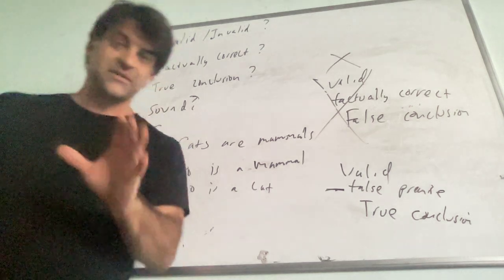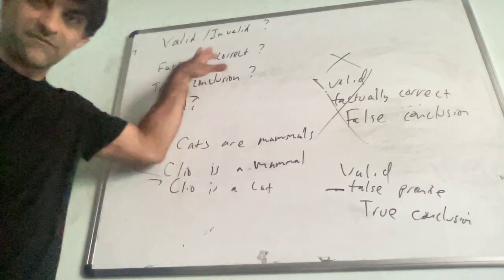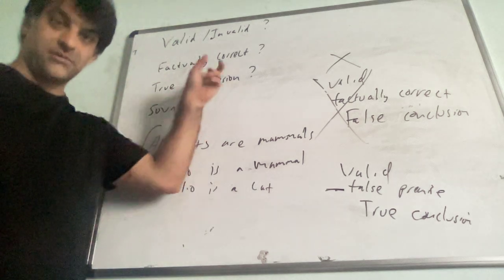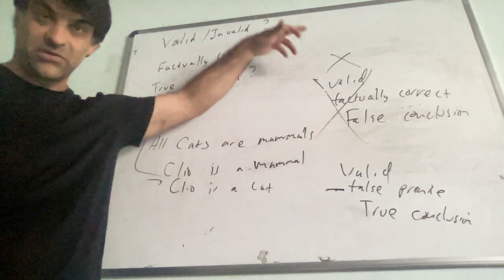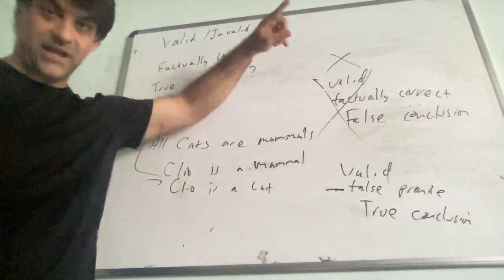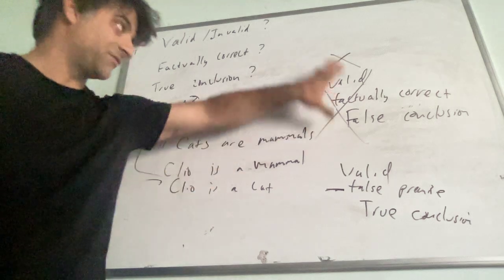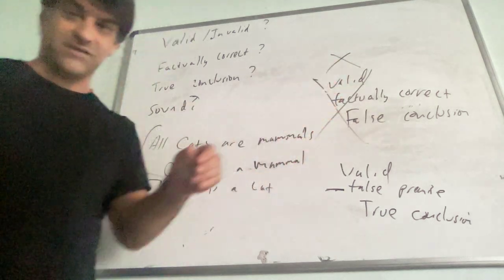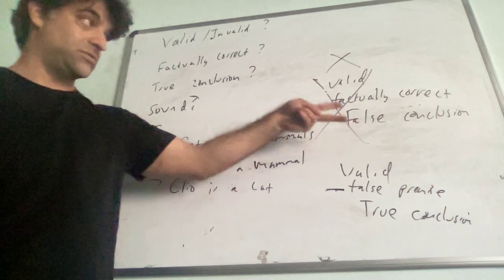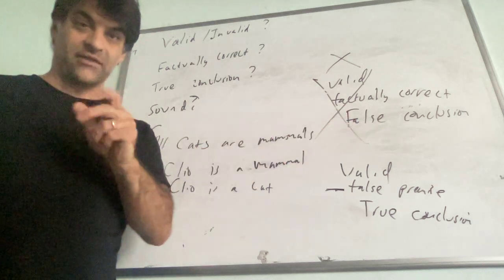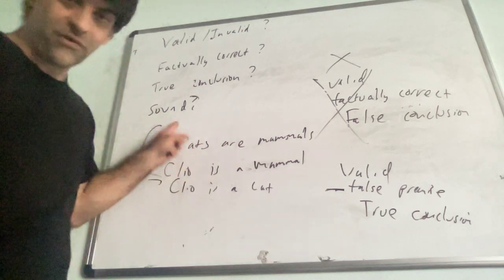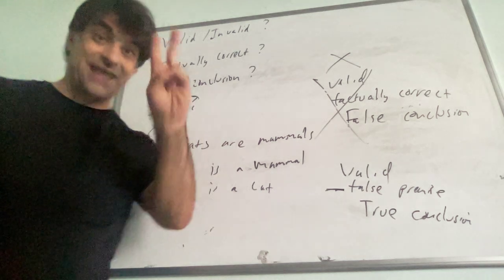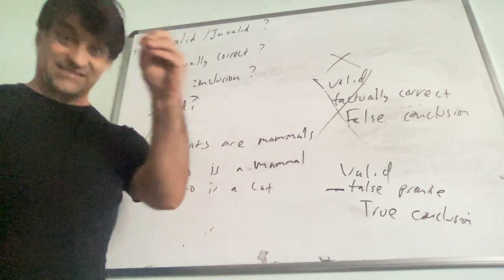The other thing to mention. So valid, factually correct. Separate question: does it have a true conclusion? If it's valid and factually correct, you know that it has a true conclusion. Here, this combo is x'd out. You can't have these two and also have a false conclusion. Valid and factually correct never has a false conclusion. We call those arguments sound. If it's valid and factually correct, we call that sound.